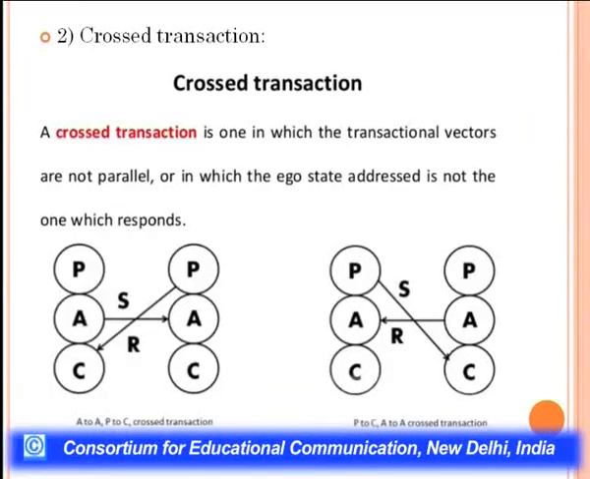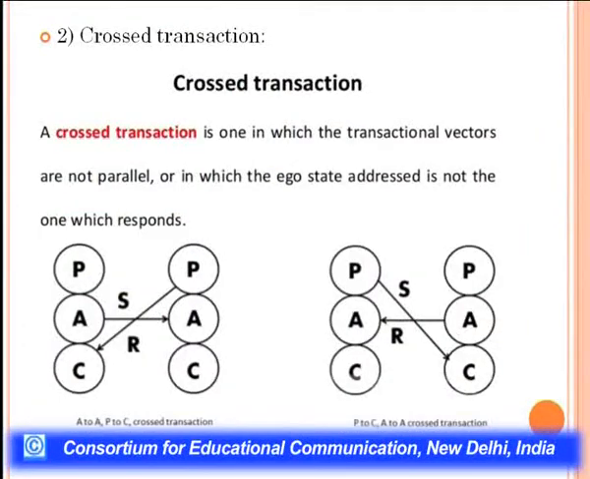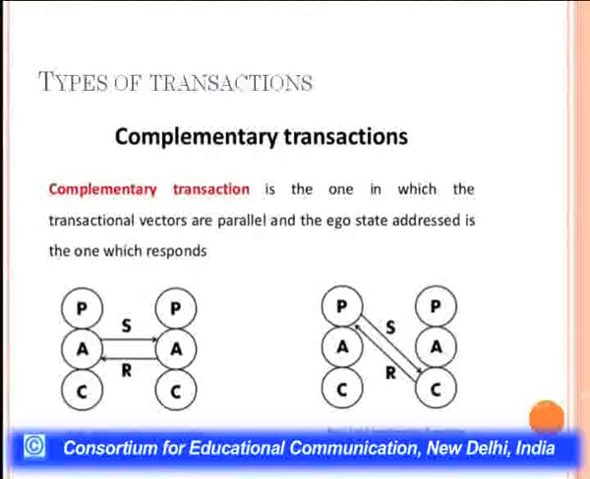Now there is a second type of transaction, which is called a crossed transaction. So let us have a close look at the diagram. A crossed transaction is one in which the transactional vectors are not parallel to each other, or in which the ego state addressed is not the one which responds. We see in the first figure here that A to A and P to C is a crossed transaction. In this, as you see, there are no parallel lines as we saw in the previous slide. The previous slide was a straight or complementary transaction.